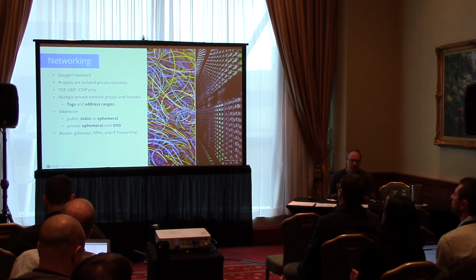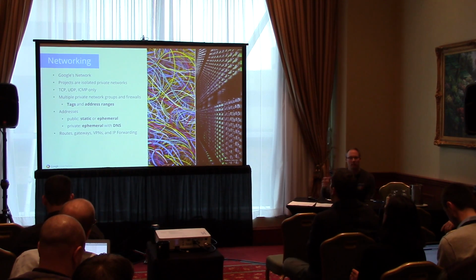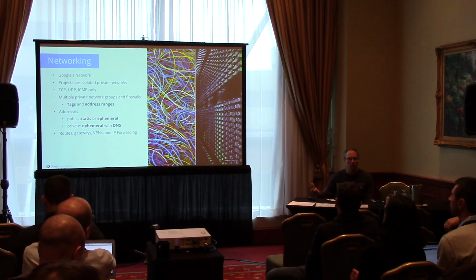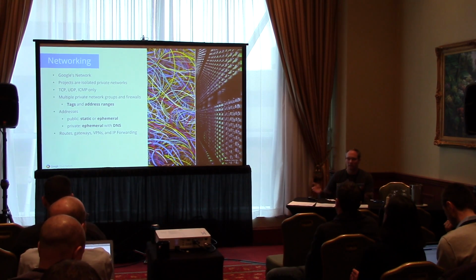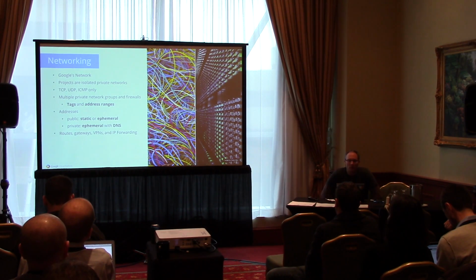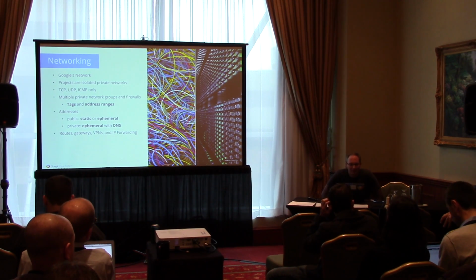TCP, UDP, ICMP. We support tagging of networks and address ranges and instances. And so that's an easier way, as we talked about with firewall rules, for you to be able to create rules based on tags versus having to think about IP ranges. For public IP addresses, we have both static and ephemeral. By default, they're ephemeral, but you can actually request static IP addresses and keep them for whatever. Yeah, and you pay for it.